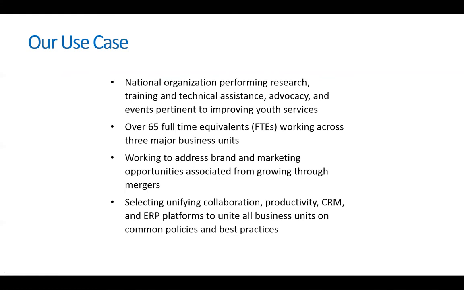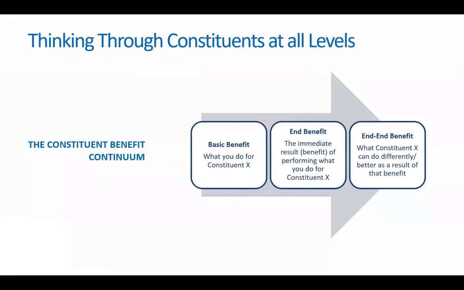So when I started working with this organization, we had to answer first, before we could map the constituent journeys, what or who the constituents are. And I think it's important to think through potential constituents at all levels. And I call this, the visual that you see on screen here, the constituent benefit continuum. It basically asks you to explore your constituents based on a basic benefit of what you do, an end benefit of what you do, and then what's sometimes called an end-end benefit.